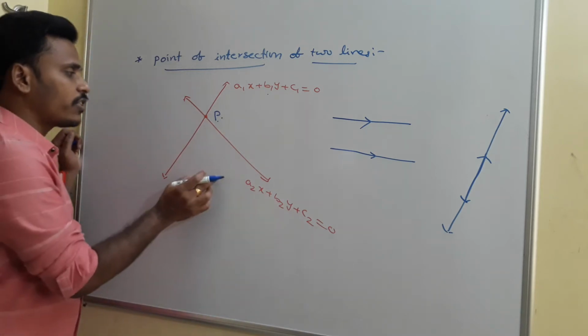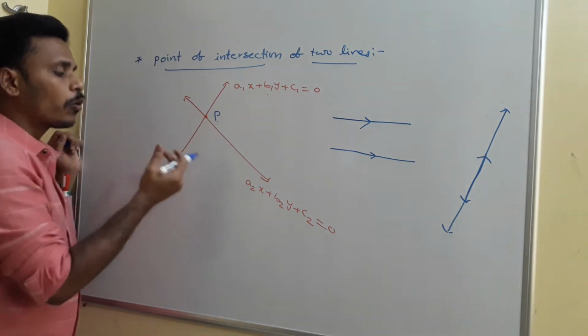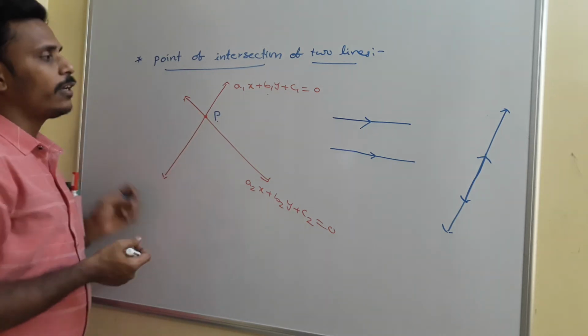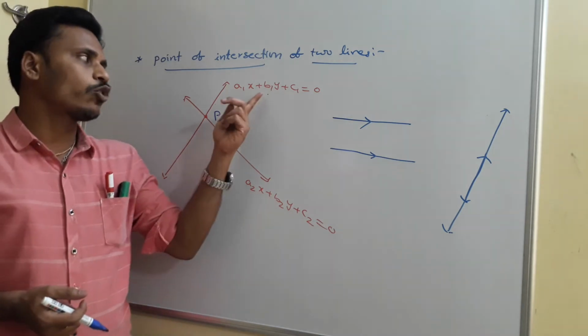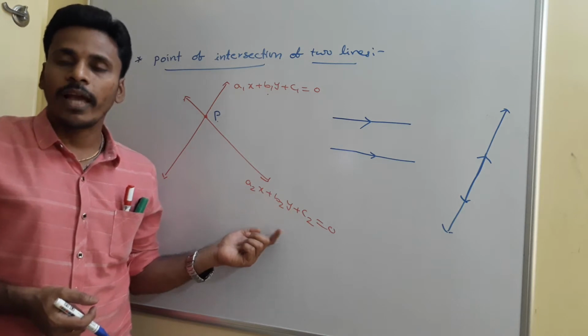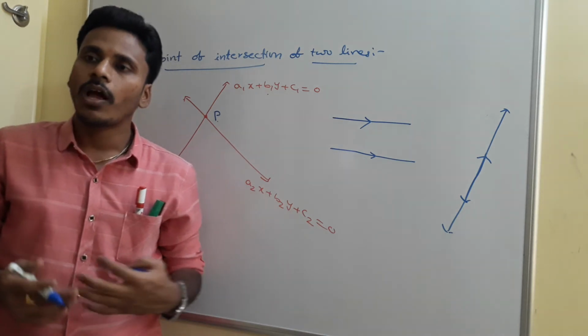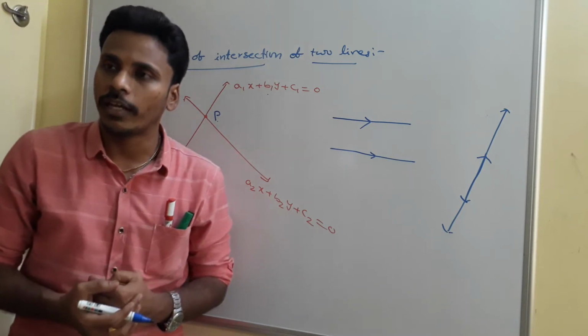See, usually this is the general case, and this p is mentioned as the point of intersection of those two, and how to calculate. See, basically line equations are the linear equations in two variables. See, look there, this is the linear equation in two variables, this is also a linear equation in two variables. I think you are all aware of calculating x and y values by giving a pair of linear equations.